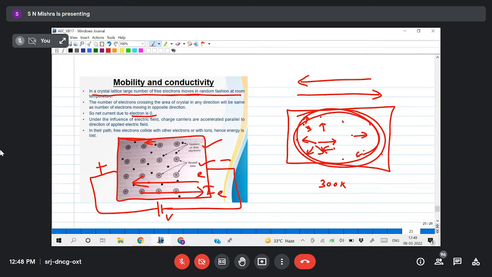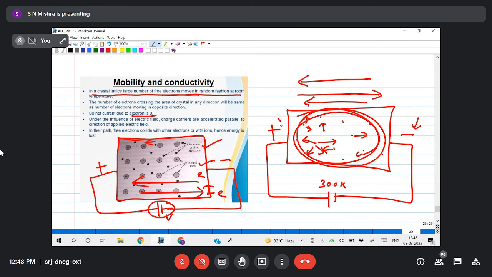Under the influence of an electric field, that means if we connect the voltage here, only the electrons will move from one side to the other side. That means it is positive, it is negative, so obviously this negative potential will force these electrons from this side to this side, and this positive potential will attract these electrons, and overall the net movement of these electrons is from left side to right side.